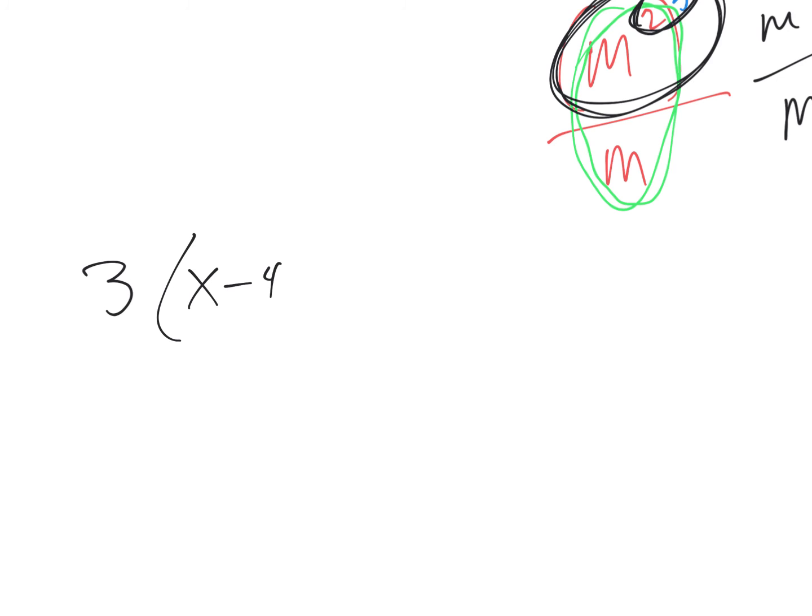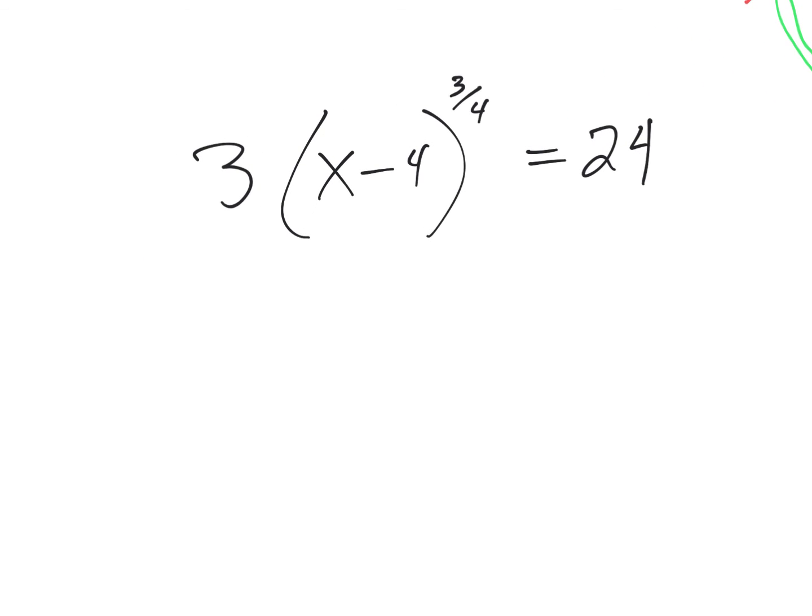3x minus 4 to the 3/4 power is equal to, let me think, 24. Now, some people are right away going to put it to the 4/3 power, and they're wrong. Something has to happen first.